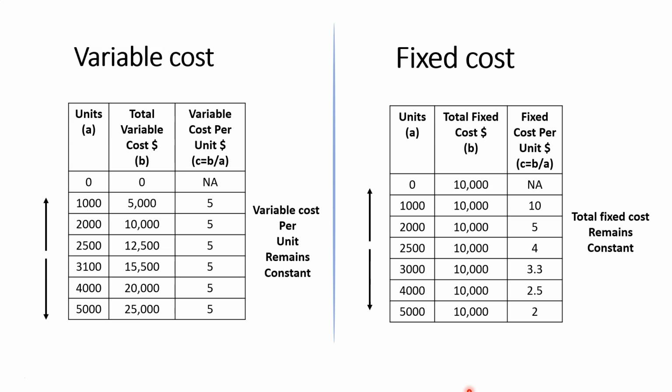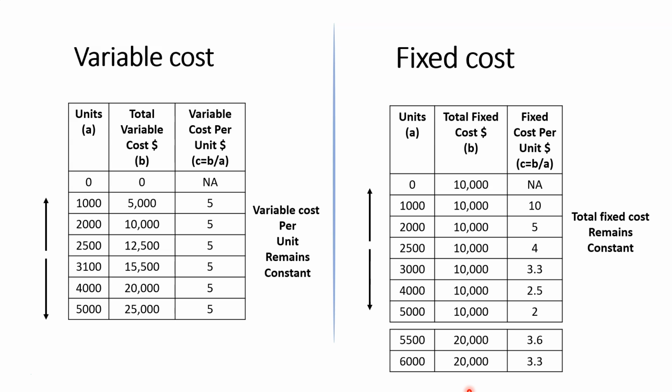One more important thing to note here is your total fixed cost will remain constant at a particular capacity. And if you are going beyond that capacity, then your total fixed cost will increase. So let's say the rent of the factory which we are talking about has a capacity to produce 5000 units. And if you plan to produce more than 5000 units, then you need to have another factory. And if you go for renting of another factory, then you will have another fixed cost of $10,000.